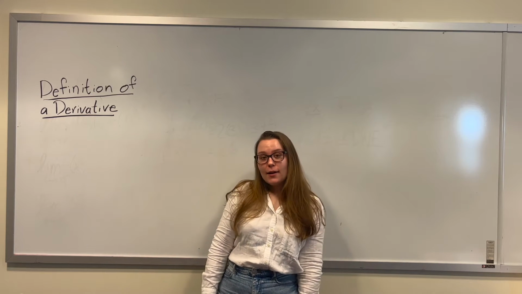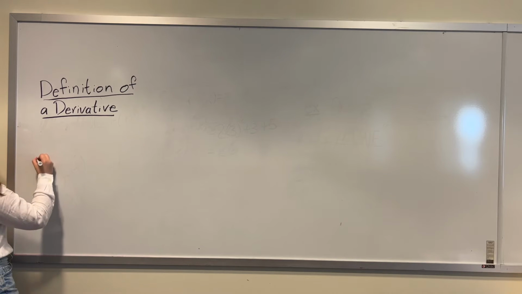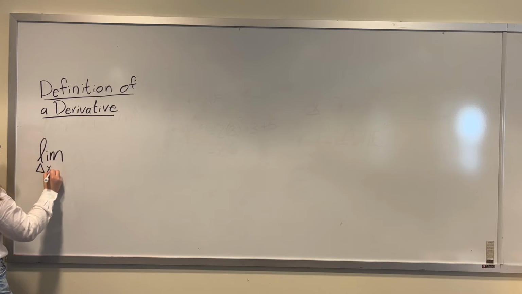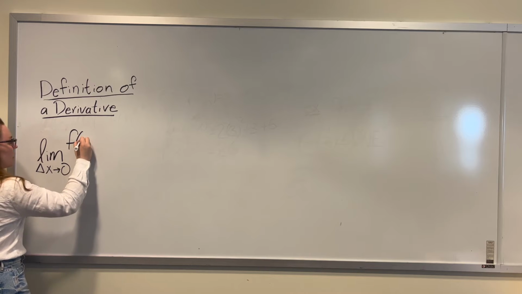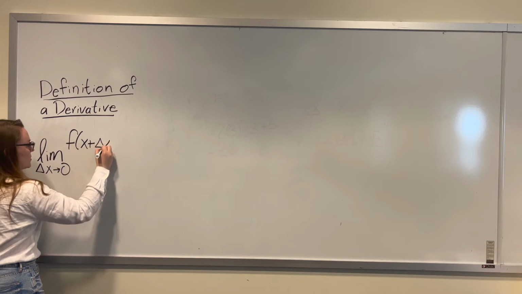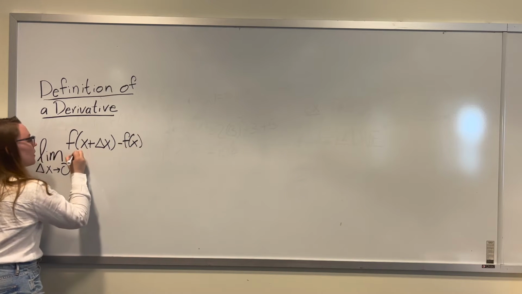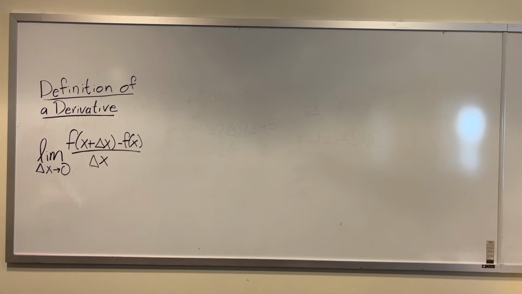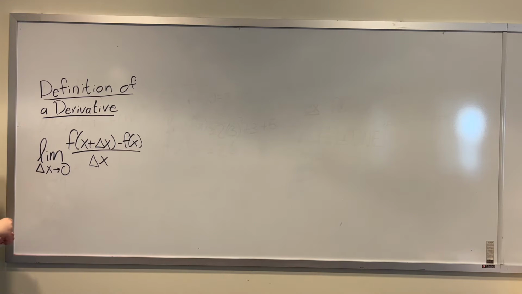Today I'm going to be giving you a crash course on the definition of a derivative. So the definition of a derivative is the limit as delta x goes to 0 of f of x plus delta x minus f of x, divided by delta x. So the first thing that we can see here is that we can't just plug in 0 for delta x as our first step because we cannot divide by 0.